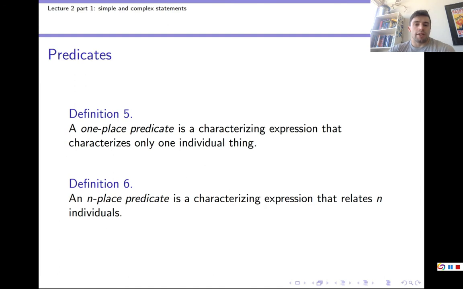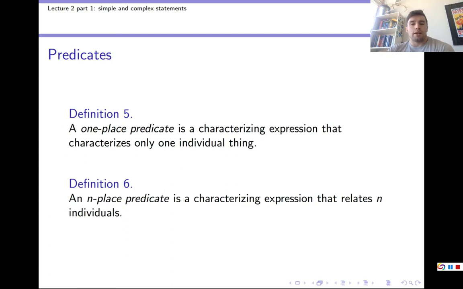If, on the other hand, a characterizing expression characterizes two or more individual things, so more than one thing, then that expression is called an n-place predicate, or a many-place predicate. The book also uses the term relational expression, I think, for that. But I will try and stick to the predicate language for this too.